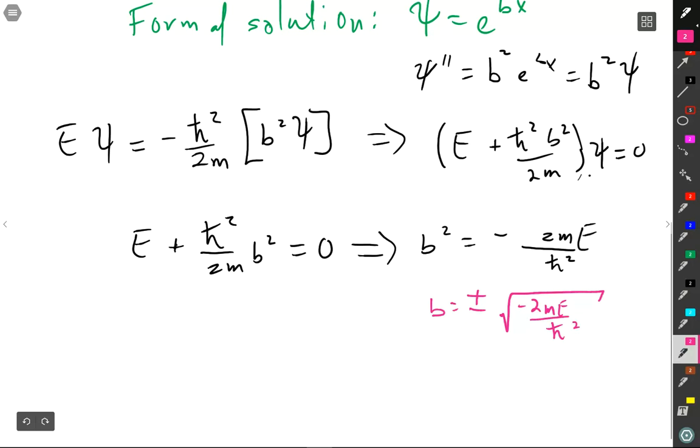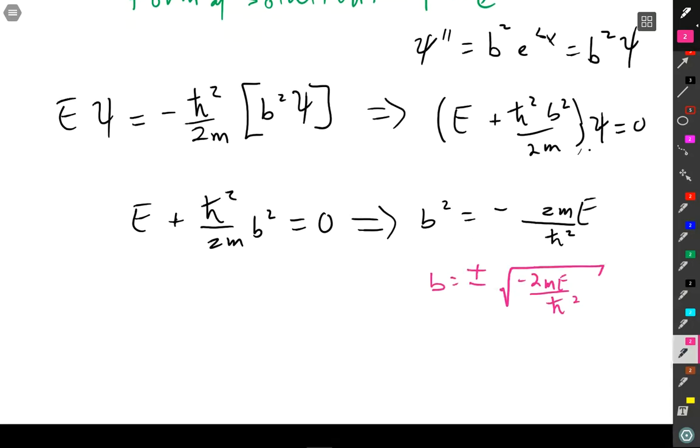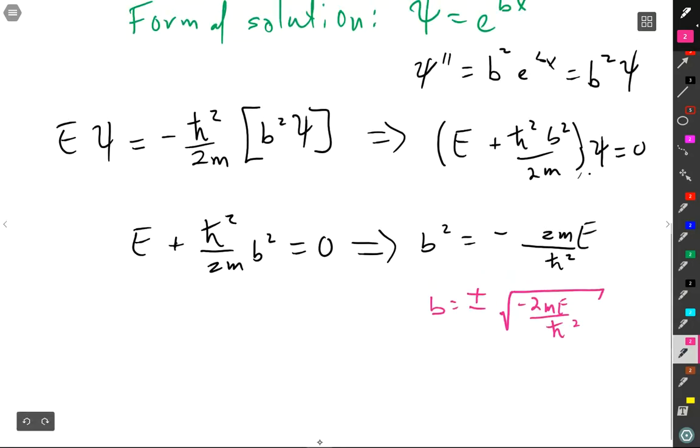Since potential energy is 0 and kinetic energy is always positive, E is going to have to be positive. And so I have E is positive, m is positive, h bar is positive, a square root of a negative value. So what do we do when we have square roots of negative values? I was hoping somebody would say, we run around and panic. I can do that. But the correct answer was i.